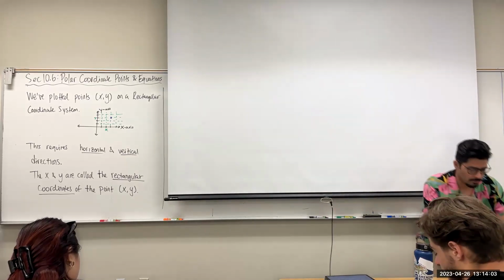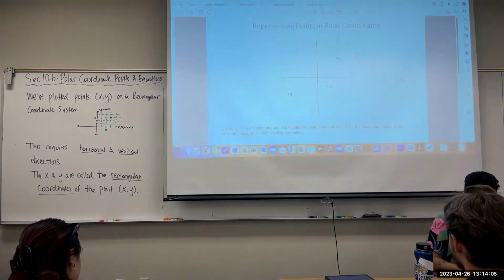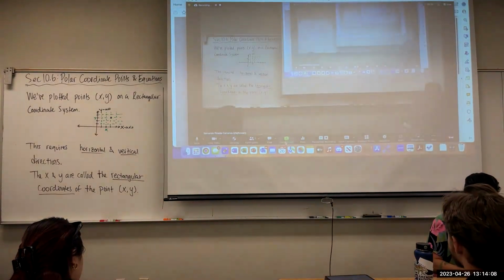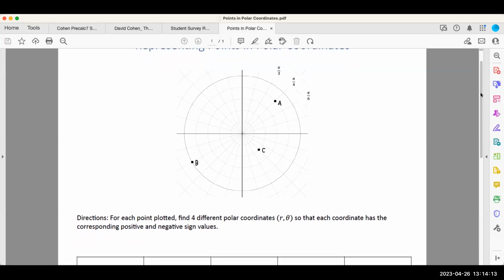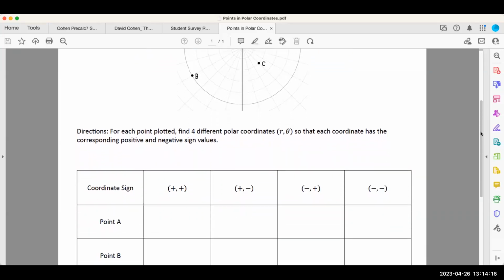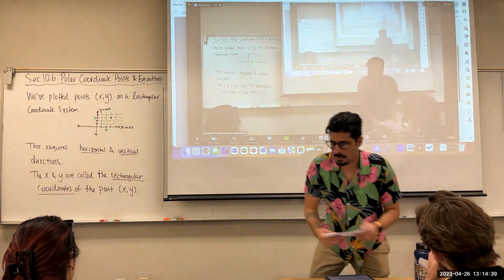I'm gonna pass this worksheet out. Let me explain it. Okay, so there's 3 points, right? A, B, C. And you're gonna write point A so that in this one, the R is positive and the theta is positive. Here, you're gonna do it so that the R is positive, but the theta is negative, and so on. Does that make sense? Okay. All right, so let's try it out. Let me pass these out.